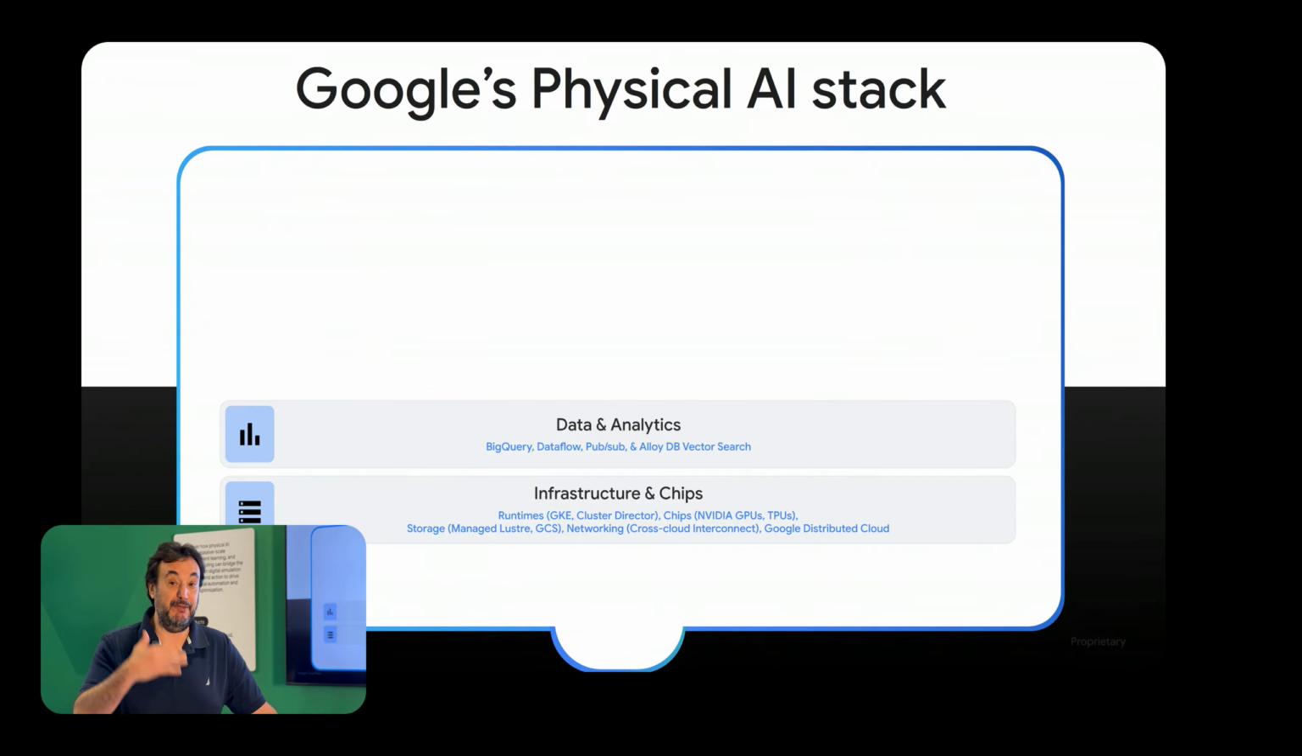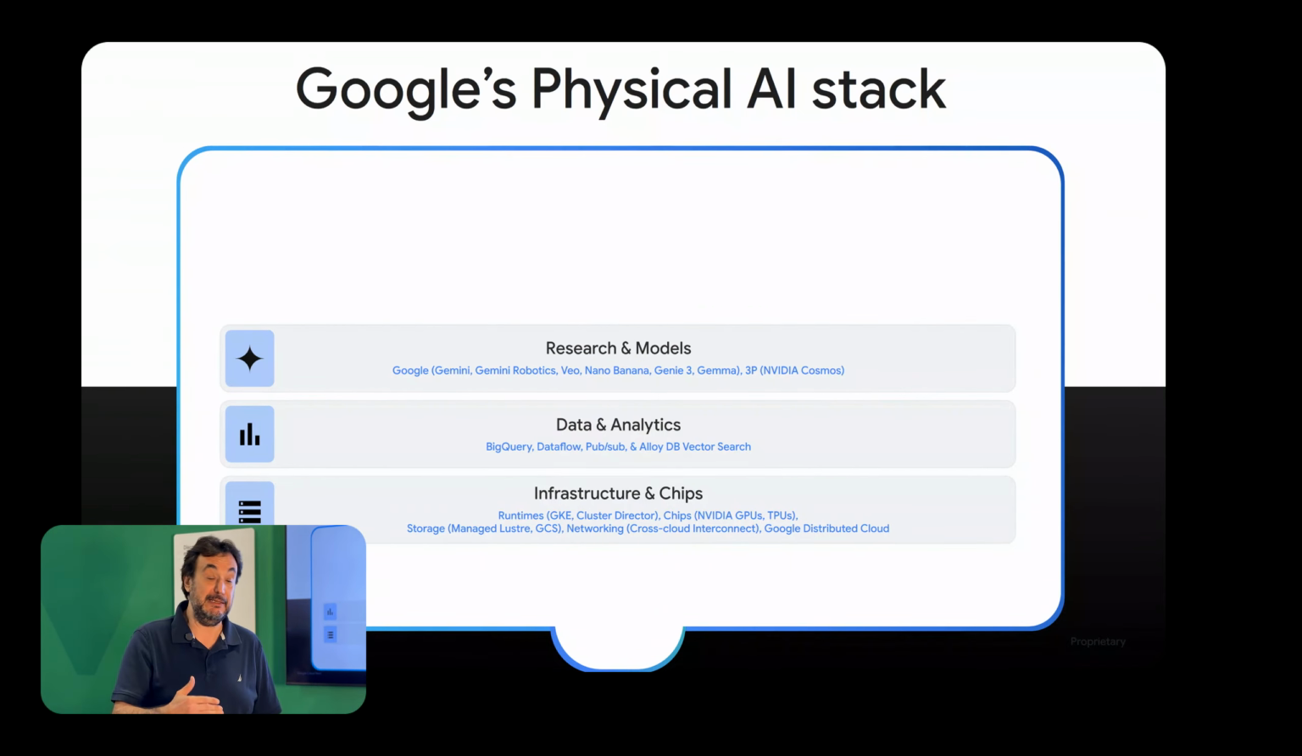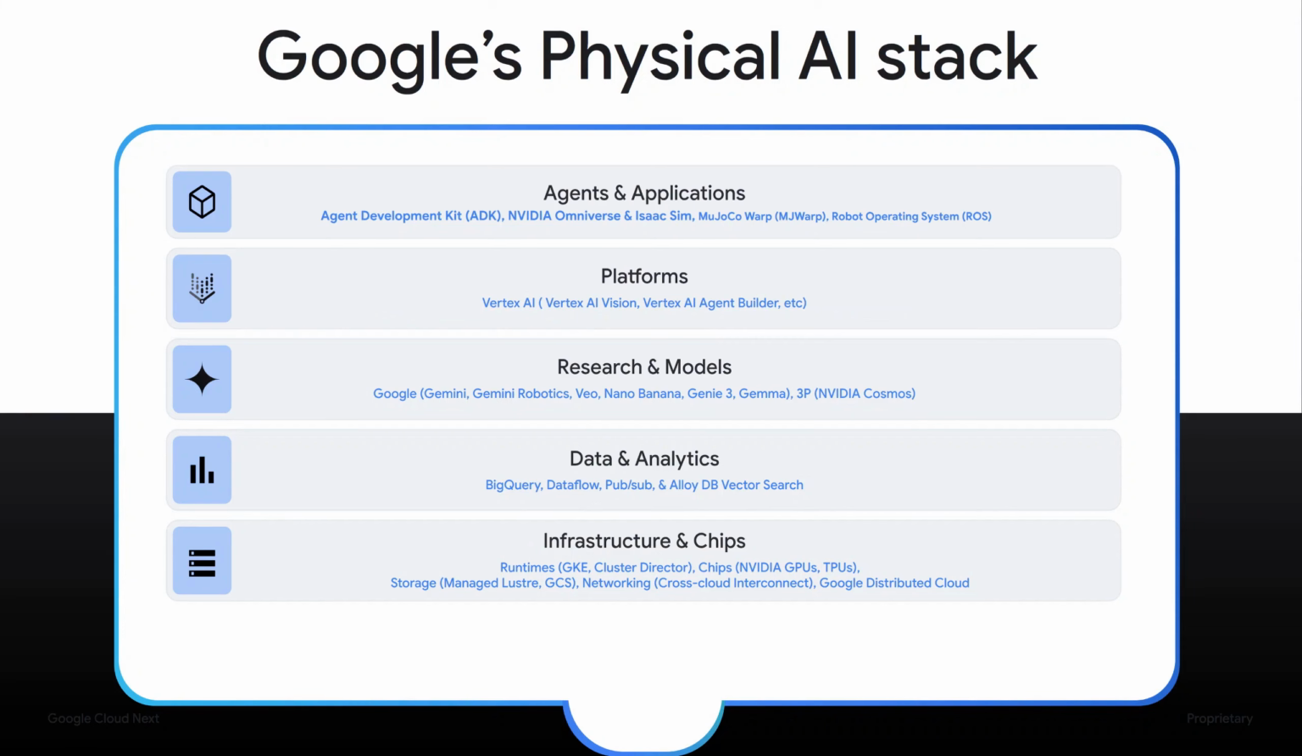On top of that, we have a very robust platform for data and analytics in Google Cloud. Of course, we have research models. Google DeepMind Robotics is building sophisticated models for running robots, but there are also many alternatives that we support from the open source and the NVIDIA ecosystem. And of course, we have platforms, agents, and applications that we ship in Google Cloud. All this has an enterprise-ready foundation that has been refined over the years.